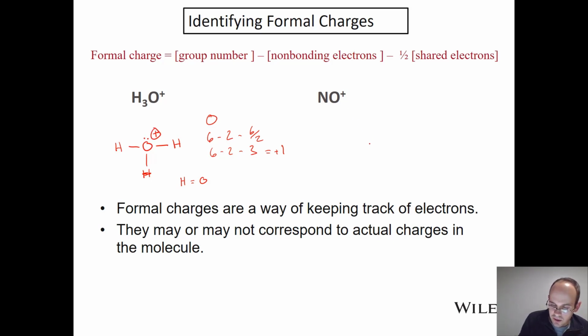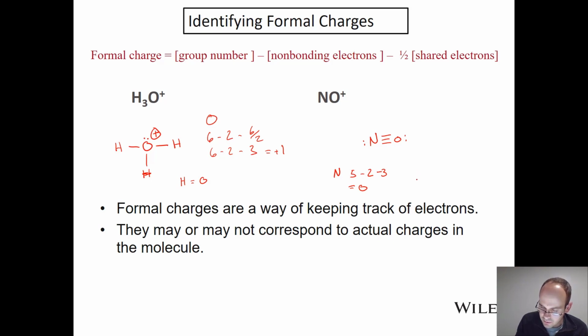All right, if you look at NO+, put my lone pairs here. Let's do the formal charge for each atom in NO+. So nitrogen should have 5 valence electrons minus 2 lone pair electrons minus 1/2 of 3 sets of bonding, or 1/2 of 6 shared electrons, so minus 3, which is equal to 0. So nitrogen has a formal charge of 0.